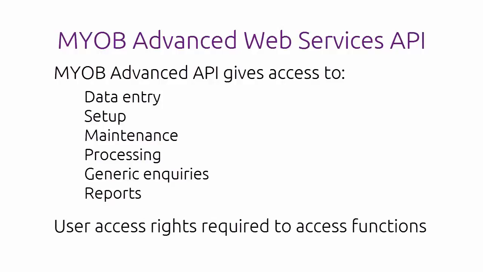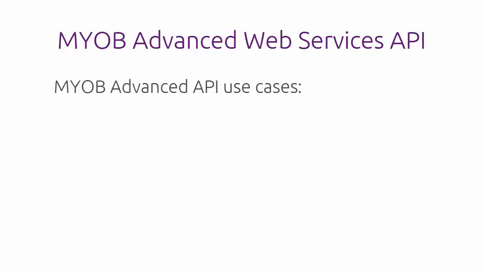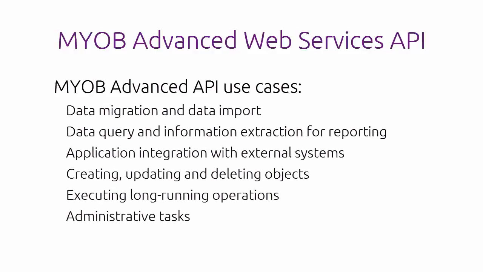However, the functionality and information that will be exposed and available to the Web Services client depends on the access rights granted to the user logged in to the MYOB Advanced instance. The MYOB Advanced API is a fast, reliable, and convenient way to perform operations such as data migration and data import, data query and extraction of information for reporting, application integration with external systems, creating, updating and deleting objects in the MYOB Advanced application, execution of long-running operations, and administrative tasks.